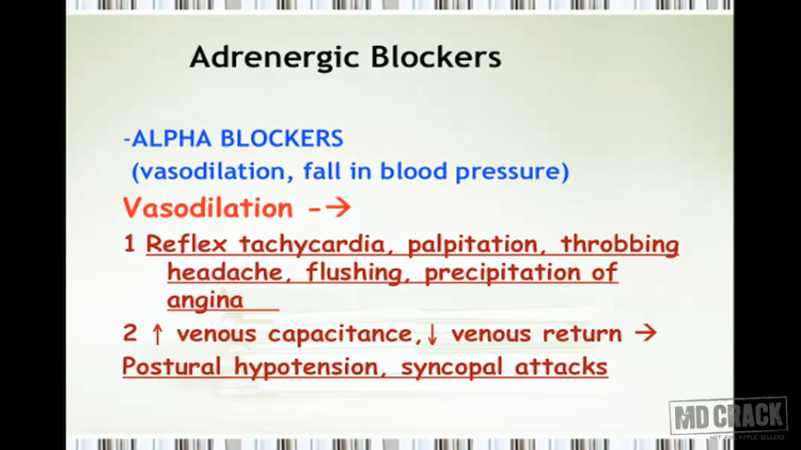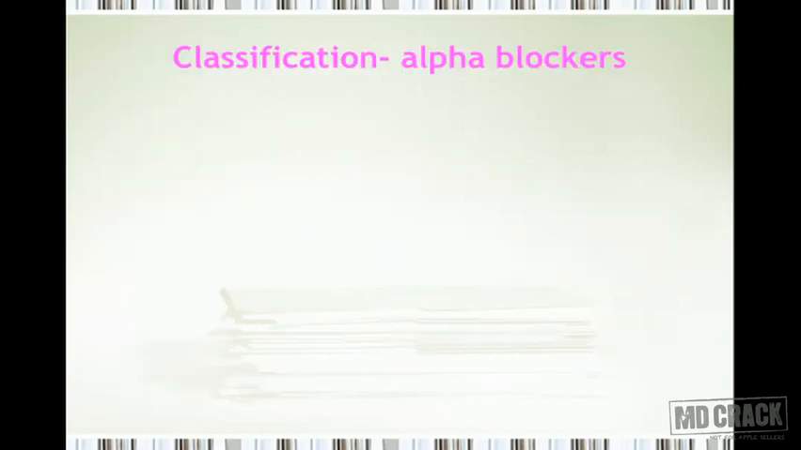Especially when an alpha blocker is used for the first time, that first dose of an alpha blocker is likely to produce a syncopal attack, and that's called the first dose effect. We need to keep this in mind whenever we discuss the alpha blockers. All the effects are based on vasodilation, namely reflex tachycardia, palpitation, throbbing headache, flushing, and precipitation of angina, as well as the first dose effect or the postural hypotension.